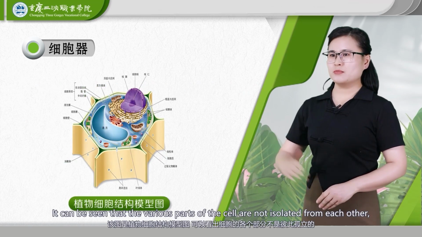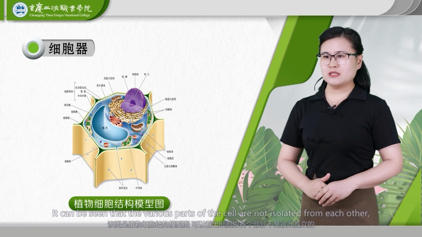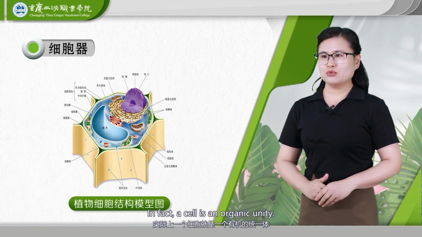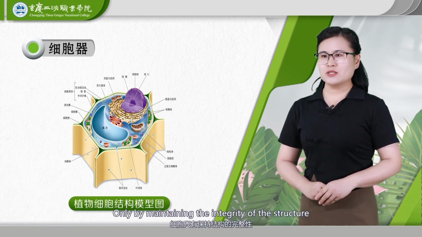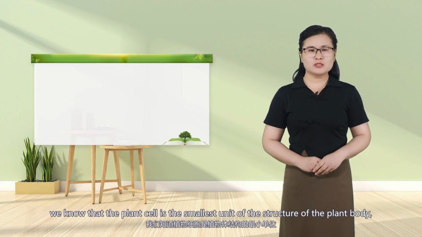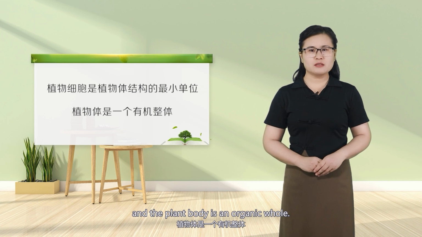It can be seen that the various parts of the cell are not isolated from each other, but are interrelated. In fact, a cell is an organic unity. Only by maintaining the integrity of the structure can the cell normally complete various life activities. From what we have just explained, we know that the plant cell is the smallest unit of the structure of the plant body, and the plant body is an organic whole.